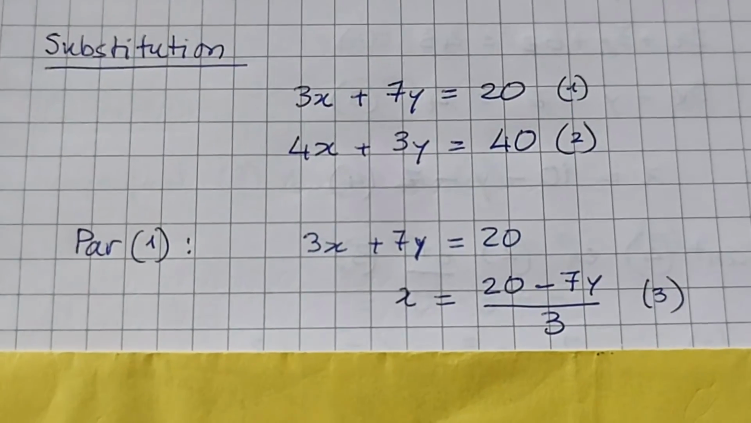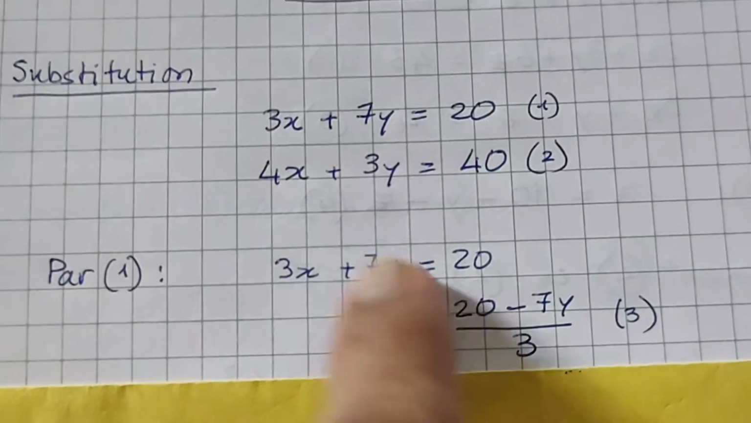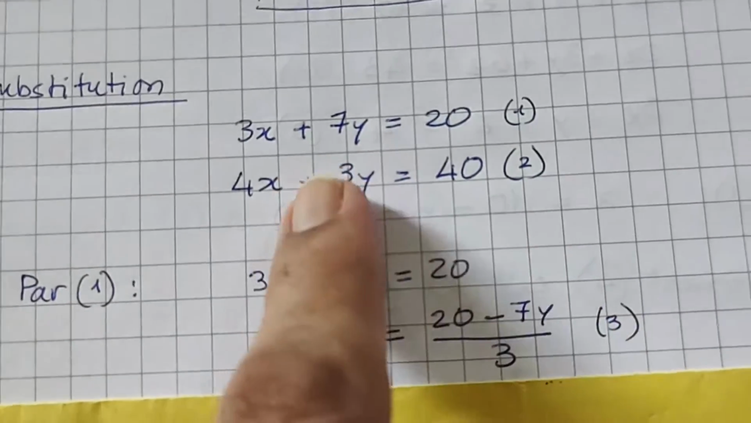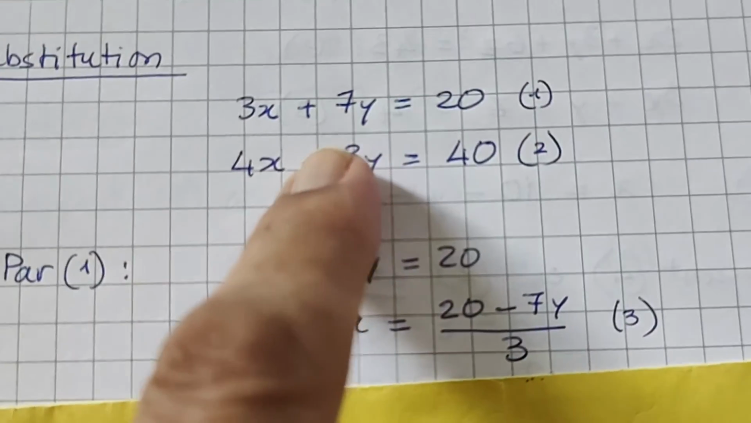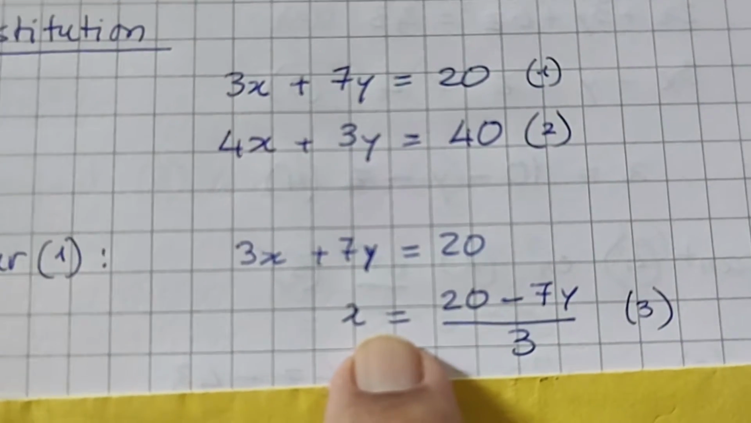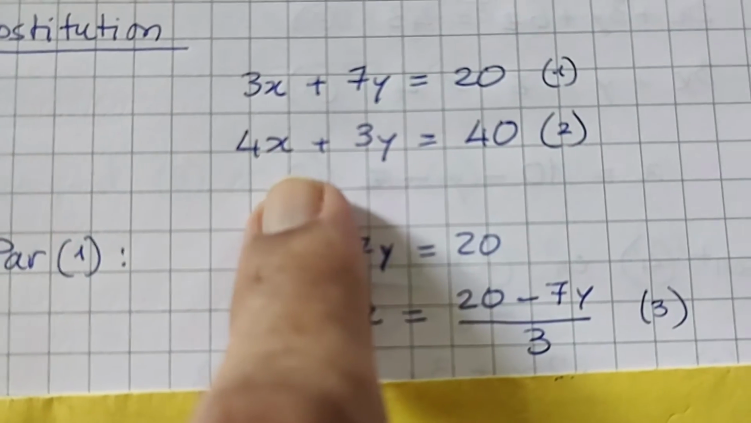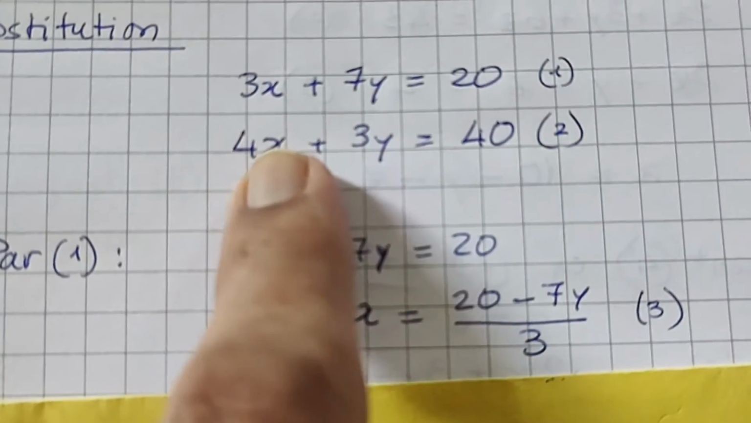Now of course the method diverges. So now the method says that you substitute in the second equation and any other equation that there might be. Suppose there were three equations with three unknowns. Then you substitute in the second and third equations this value of x. So here we only have one equation. So we will substitute this value of x in this equation. So let's do that.